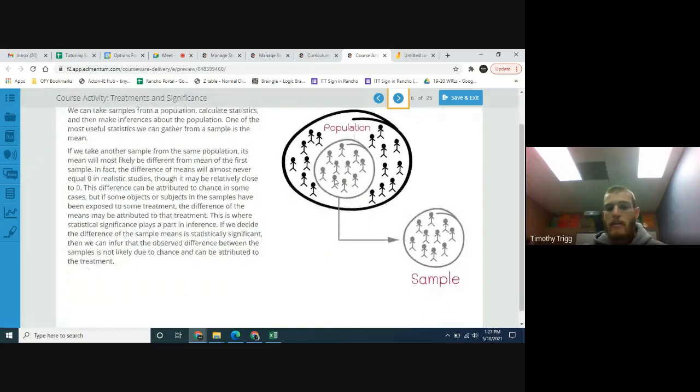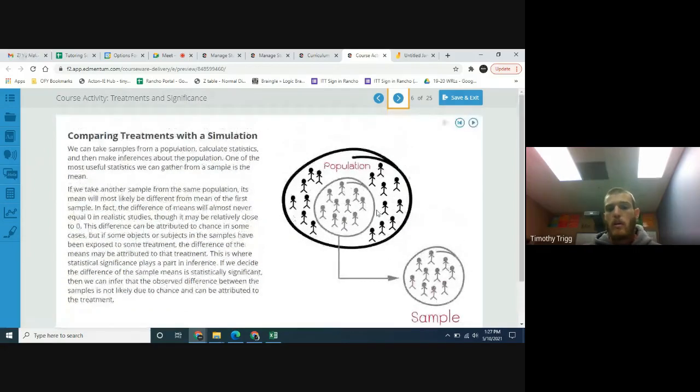Let's talk a little bit about what a sample means. So if you have a population like this, a sample is just a group from that population. Now the sample should be a random group from the population. So the sample should be randomly selected from the population. That's key also.